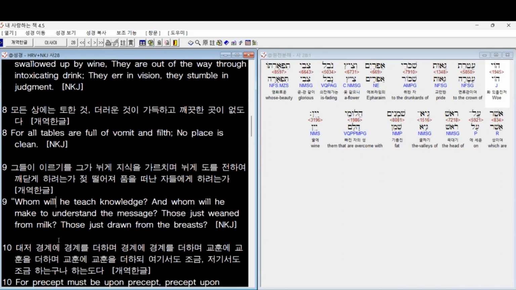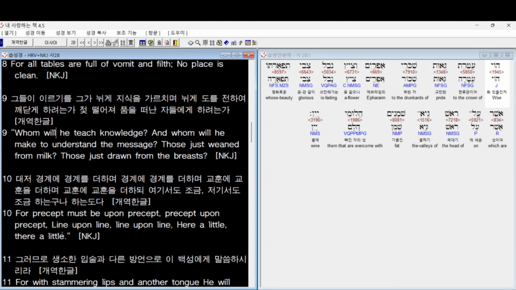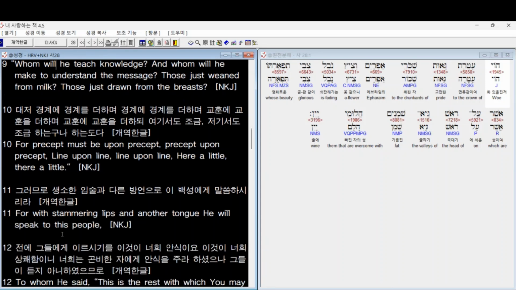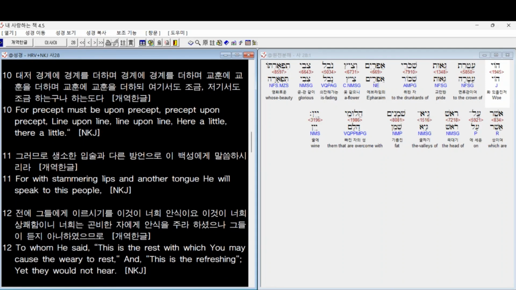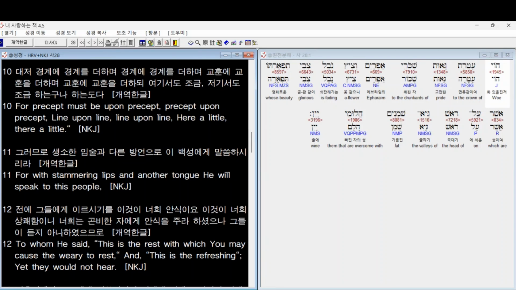Whom will he teach knowledge? Whom will he make to understand the message? Those just weaned from milk. Those just drawn from the breast. For precept must be upon precept, precept upon precept, line upon line, line upon line. Here a little, there a little. For with stammering lips and another tongue, he will speak to those people.